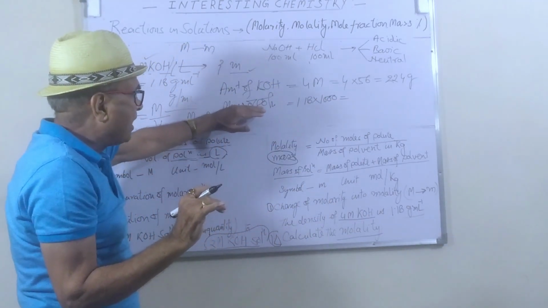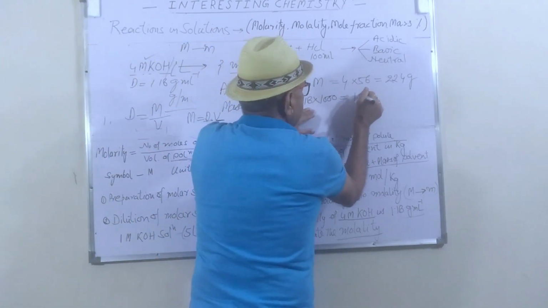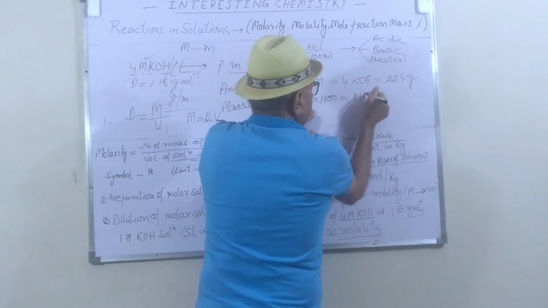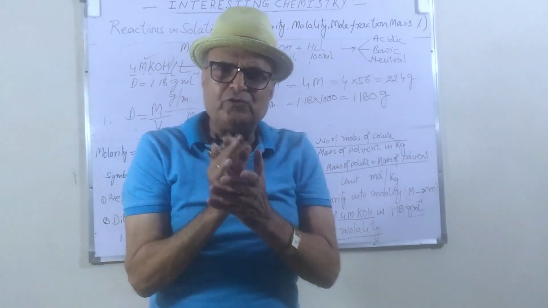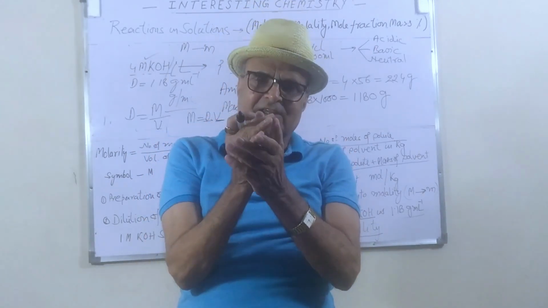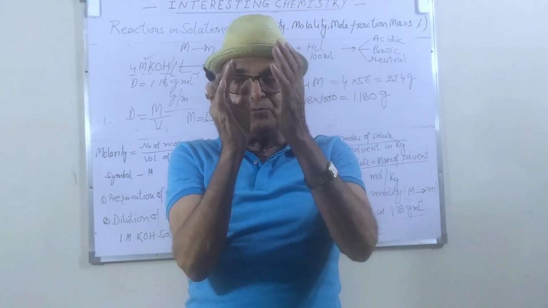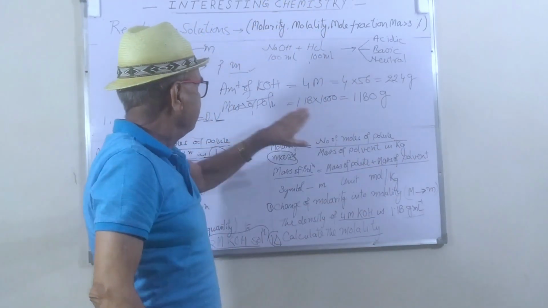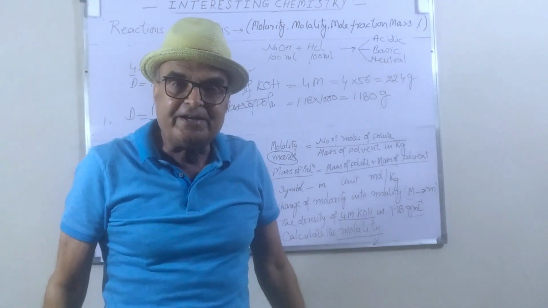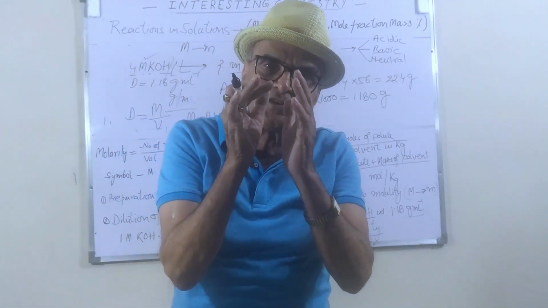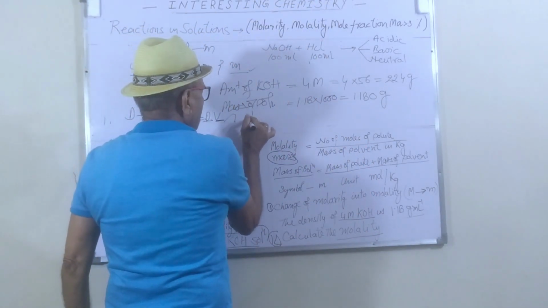The mass of the solution is 1180 gram. So two things you have calculated: the mass of the solute and the mass of the solution. Mass of the solution is 1180. Then find out the mass of the solvent.